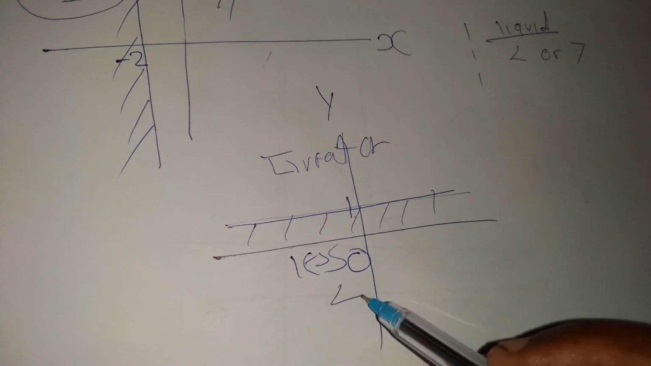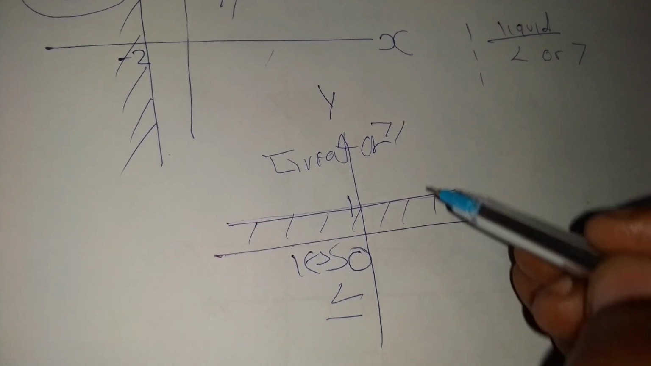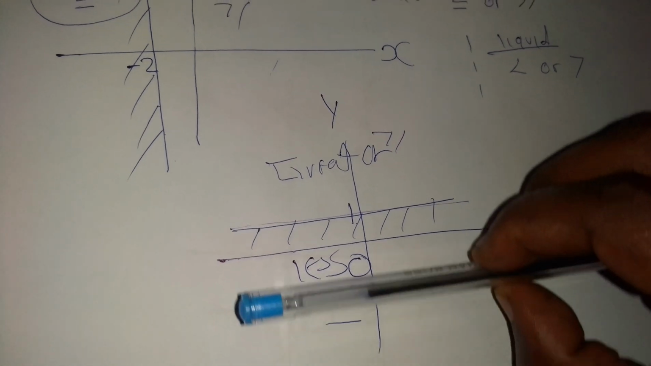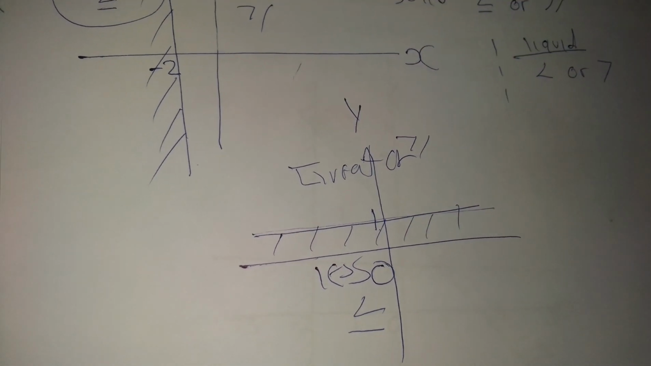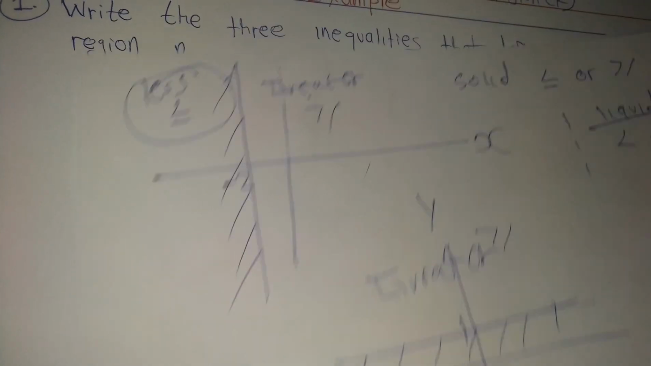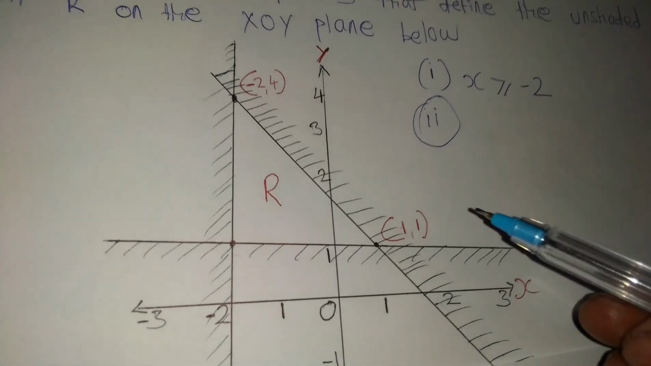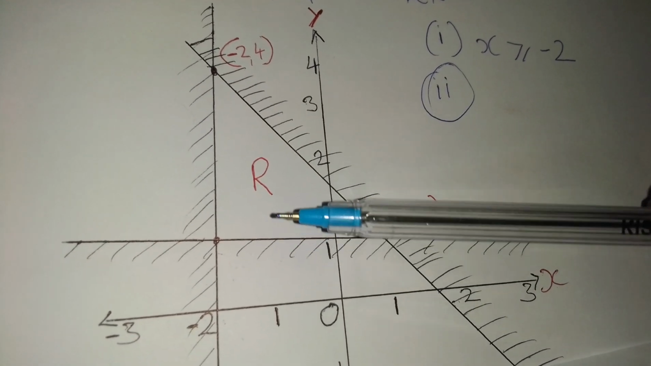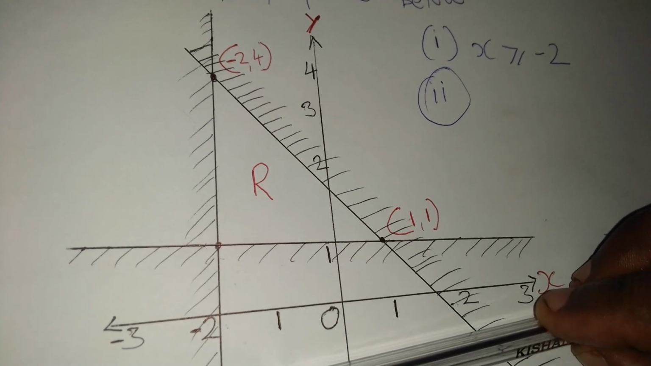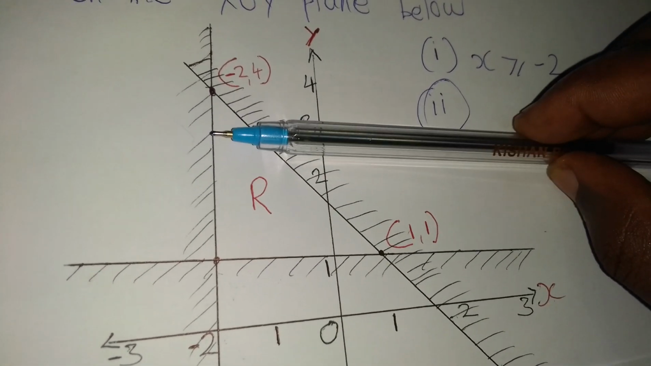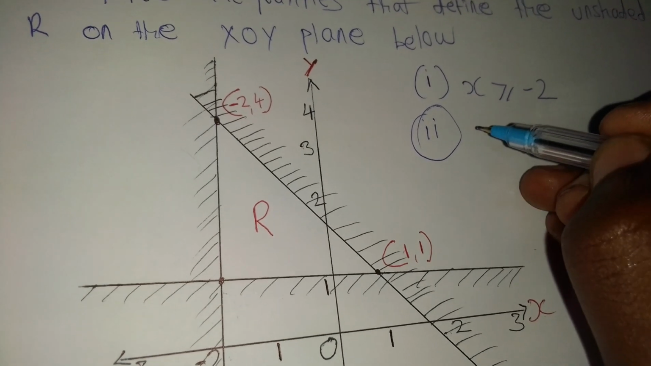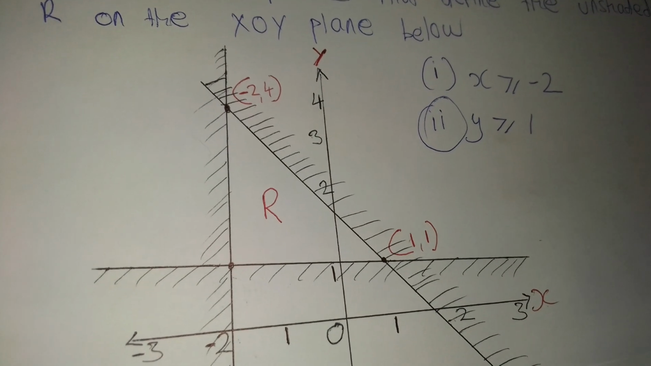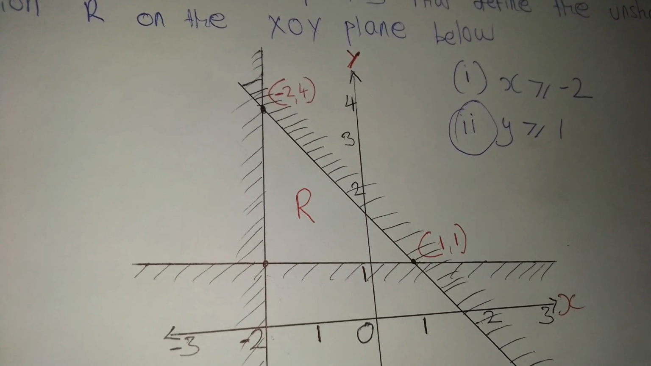Here it is less than or equal to, or greater than or equal to. Since we have shaded the less than side, we are going to pick the greater than. That is the meaning. As you can see, it is cutting the y-axis at 1. Going down is less than or equal to, so we pick the upward, which is greater than. So we say y is greater than or equal to 1.